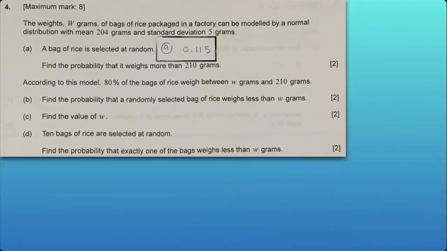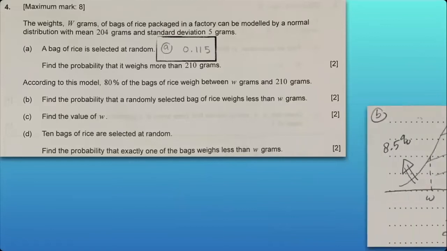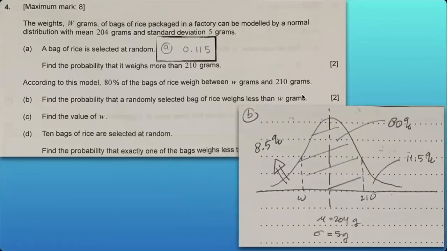Let's make a sketch for this question B. Again, this is a normal distribution, so we sketch a bell curve like so. The question says, according to this model, 80% of the bags of rice weigh between W and 210. So that shaded area is equal to 80%. And we know that area from part A, 0.115, which is equal to 11.5%. Therefore, we can find this section here.